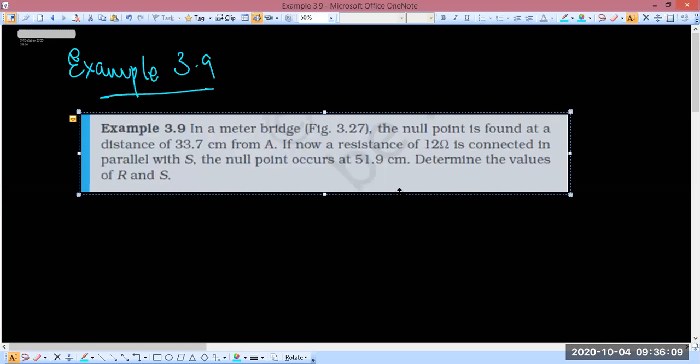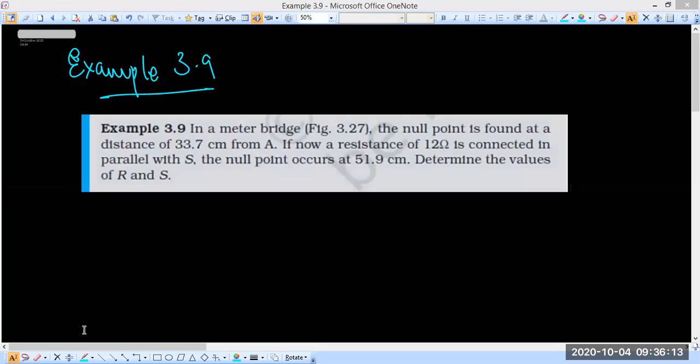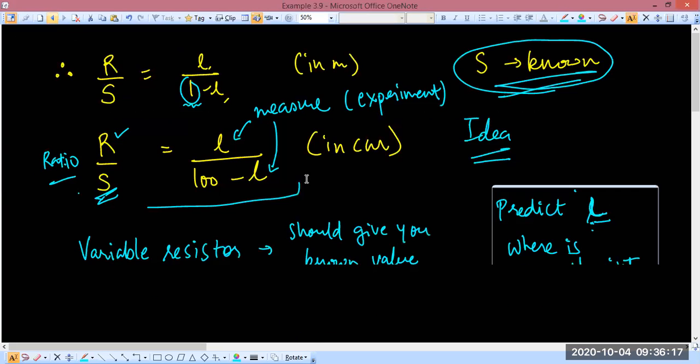Sorali, there is no need to connect unknown resistor at positive terminal, but listen to this carefully, everyone.